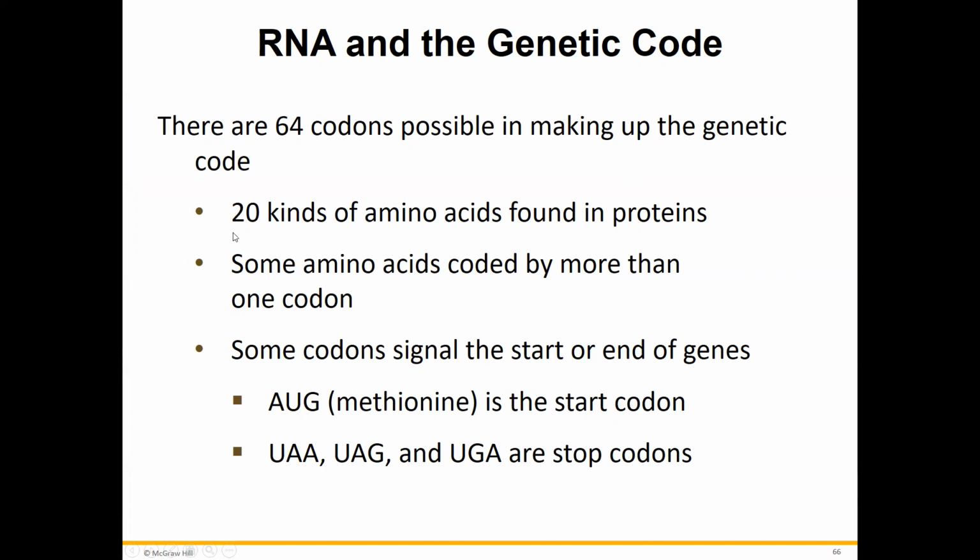Well, we know there's 20 amino acids in the world, and we know there are 4 nucleotides. So we have 20 amino acids and we have 4 nucleotides. So mathematics came to play a role.